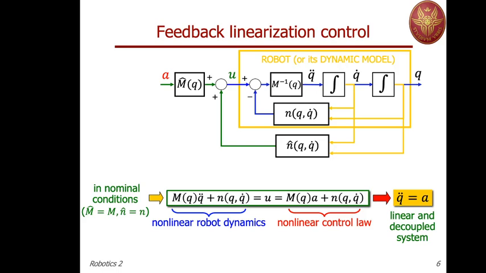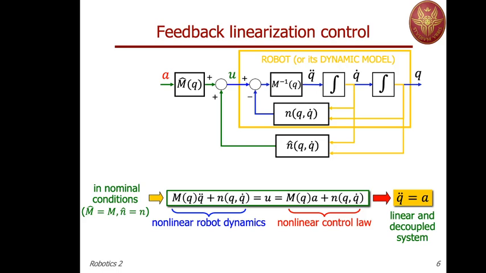On the left-hand side of this equation, M(q) q double dot plus n(q, q dot) represent the nonlinear dynamics of the robot. On the right-hand side, instead, it's what we are computing in our control law. So this is what we have to implement by software. M of q times the new signal a plus n of q, q dot. Now, in the presence of ideal equality between M hat and M and N hat and N, of course, the two N cancel, like it is shown.